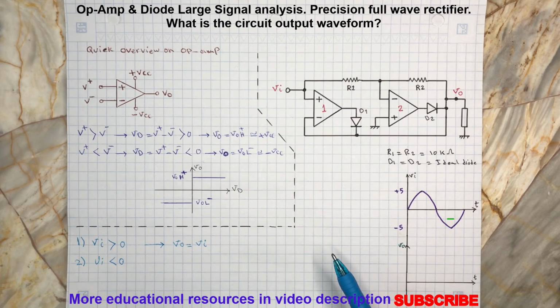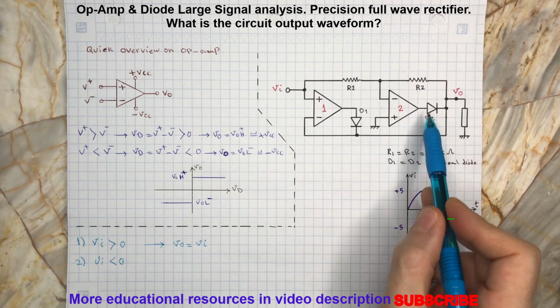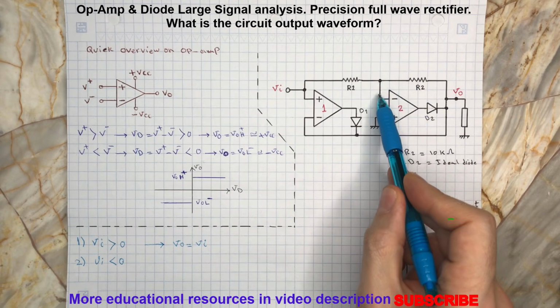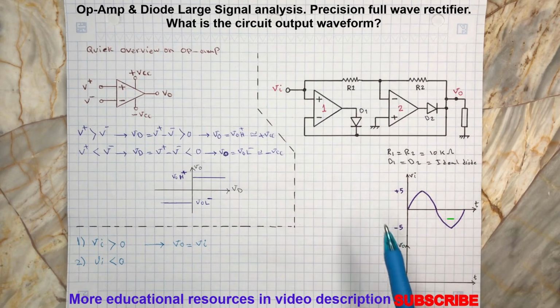This will turn on the diode D2 and creates a feedback path for its output to its V minus terminal through the R2 and to Vi through R1. As you probably noticed, this will create an inverting op-amp configuration with a gain of negative R2 over R1.